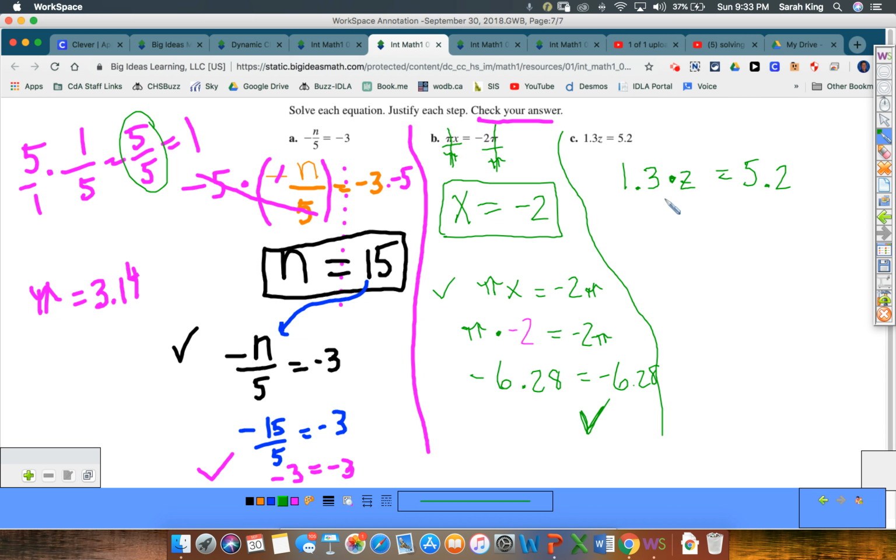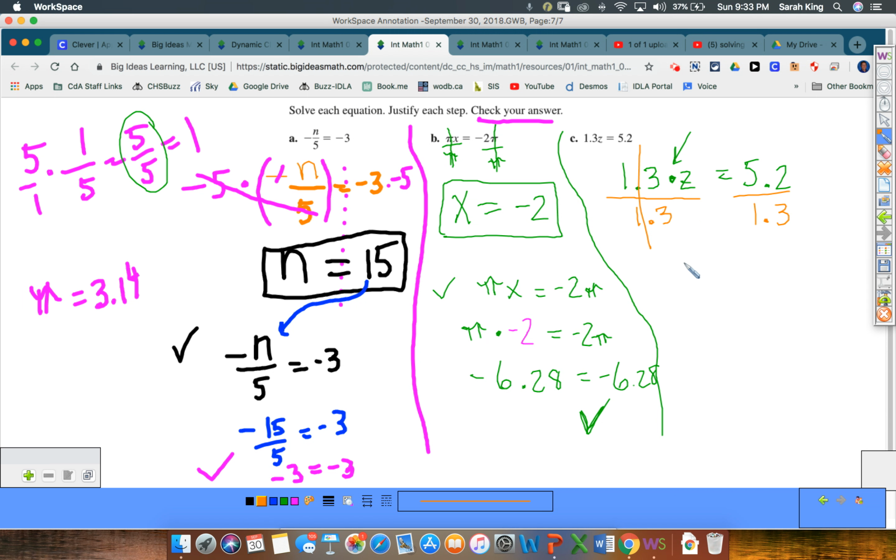All right. So if this is multiplication in between here, then we have to do the opposite. In order to undo it and get rid of it on one side so that z is by itself, we need to divide by 1.3. The opposite of multiplying by 1.3 is dividing. So we divide by 1.3, right, like that. And whatever I do to one side I must do to the other side of the equal sign, right? So right here, I can cross these out.